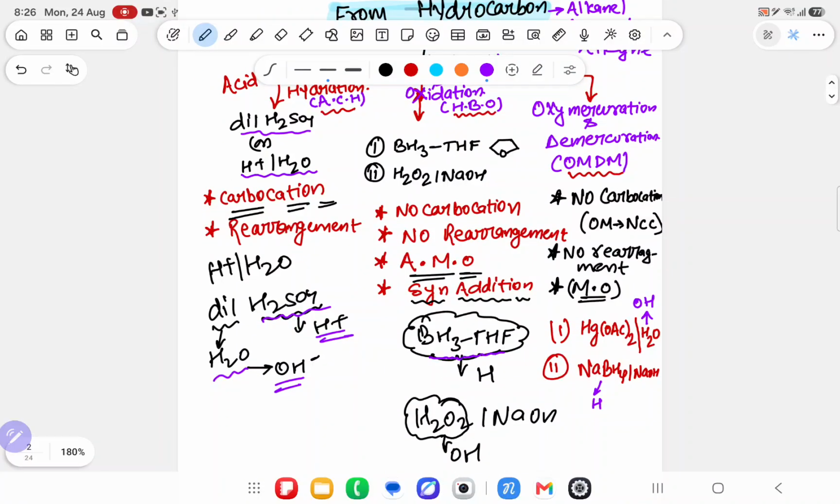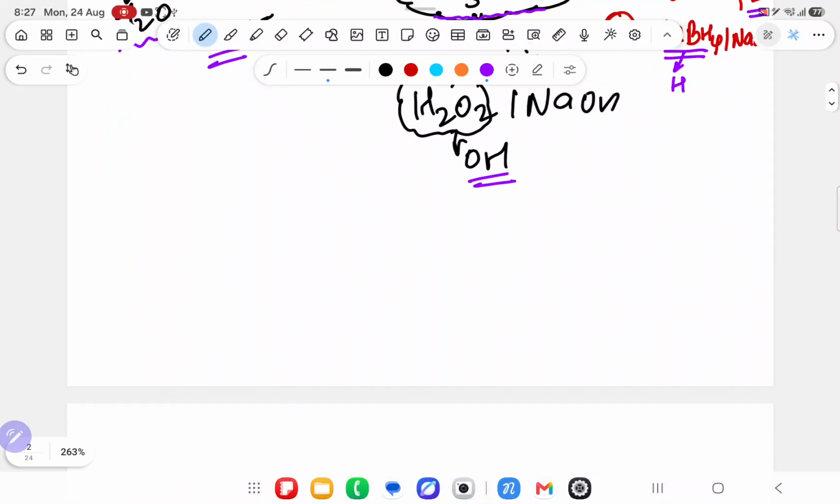Similarly, over here BH3 will give H and H2O2 will give OH. Similarly, in oxymercuration demercuration, H2O will give OH and NaBH4 will give H. This part understood. Then it will form carbocation, so rearrangement. No carbocation, no rearrangement, anti-Markovnikov rule, syn addition. Very important. Then no carbocation, no rearrangement, because non-classical carbocation, Markovnikov's rule it will follow. If you understand this flow chart, then on the basis of this flow chart I am going to write some examples and we will try to solve them.